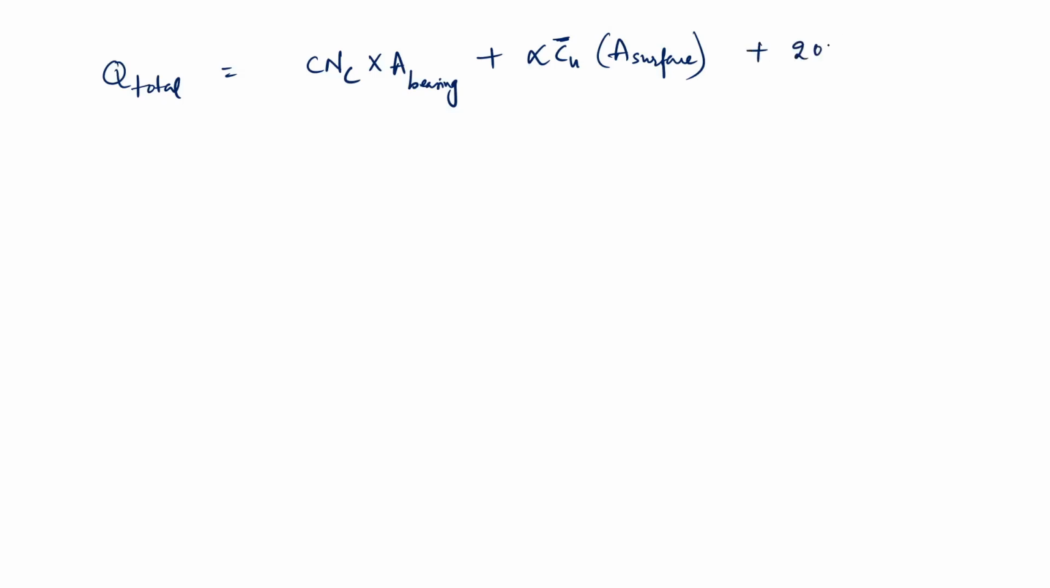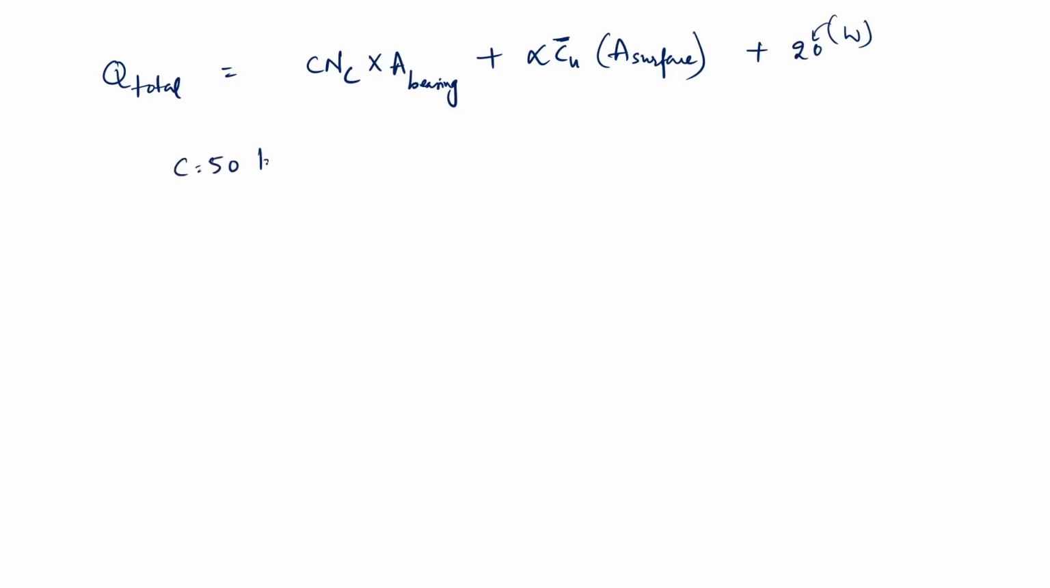So let us write Q total is C Nc, in terms of kPa, multiplied by the bearing area, A bearing, plus alpha C average and the side surface area. You have to multiply so that you will get the result in terms of kilonewton. Then 20 kilonewton, that is the weight.